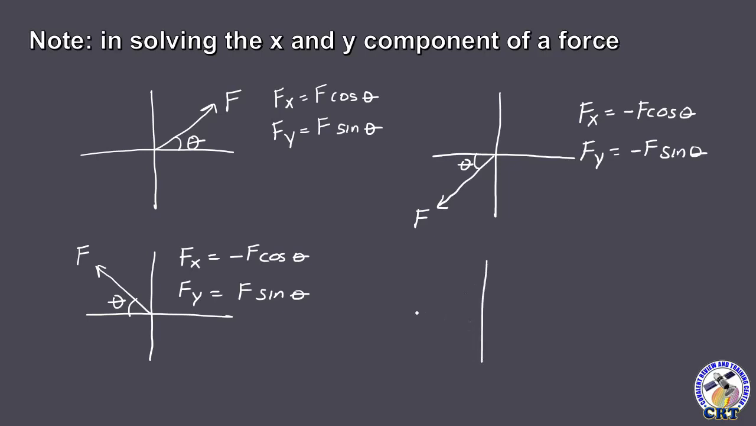Then fourth scenario, if the force lies in the fourth quadrant, we have to get the theta here. And if this is F, the x component is F cosine theta, and the y component is negative F sine theta. So as you can observe here, we need to establish first the angle theta as shown.